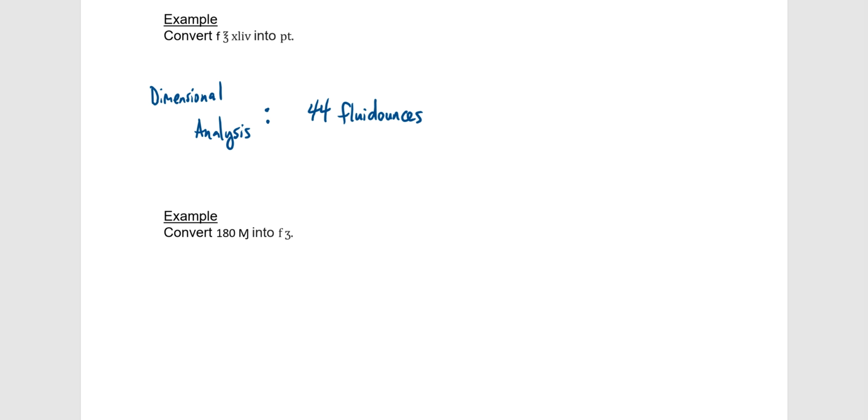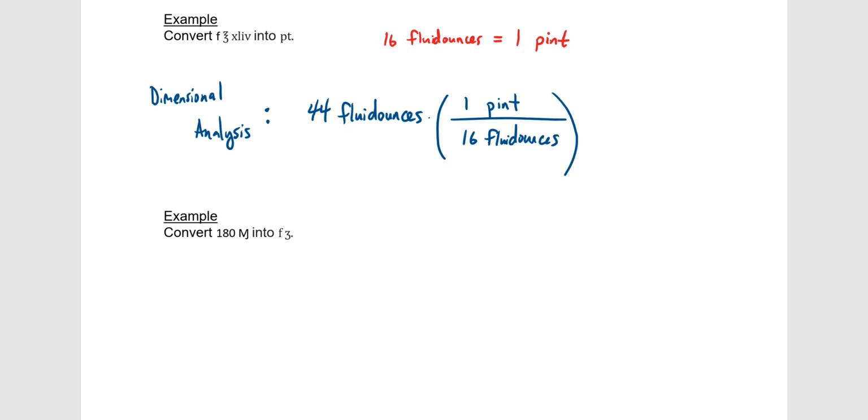We have to multiply this by the conversion, and the conversion has to be the conversion with fluid ounces and pints. So we know that based on the conversion, 16 fluid ounces equals 1 pint. So we're going to multiply that by the original. And we know that we want pints in the answer, so it's going to be 1 pint over 16 fluid ounces. Whichever one you want in the final answer has to be in the numerator and the other one's in the denominator. And this should make sense because now the fluid ounces are going to cancel.